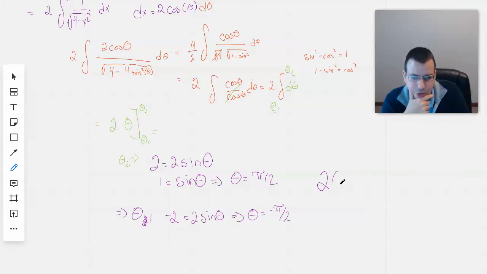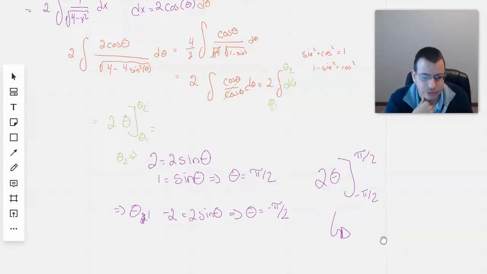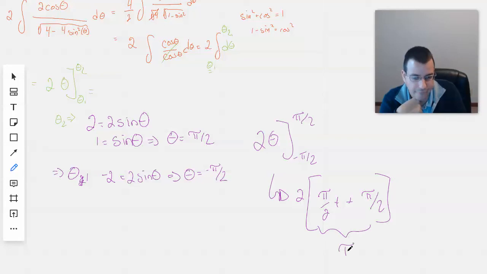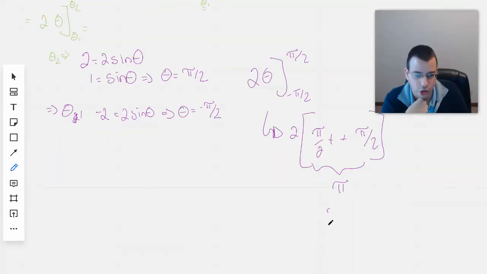So we do 2 theta from negative pi over 2 to pi over 2, which would give us 2 times the quantity pi over 2 minus negative pi over 2, which will give us pi, and our final result will be 2 pi. Okay.